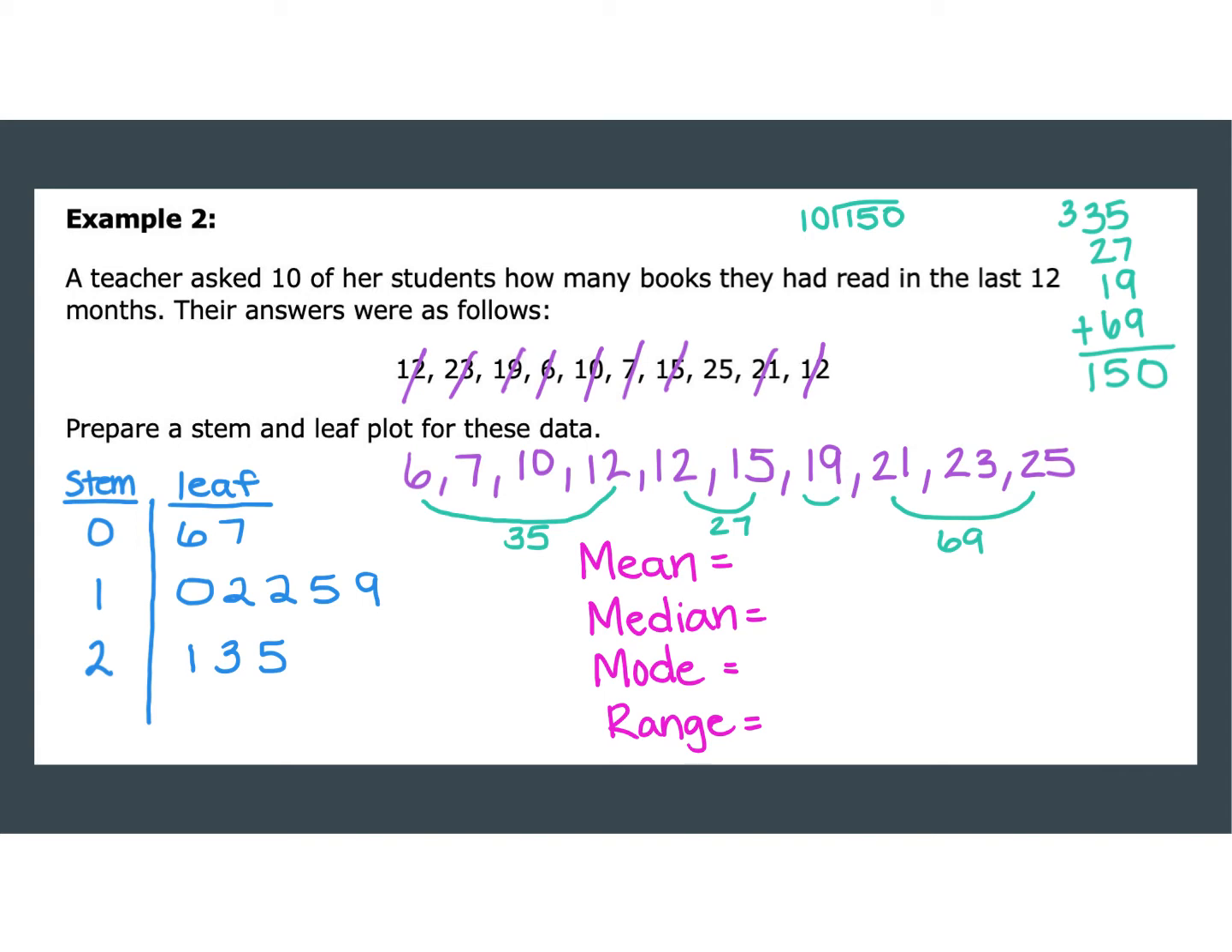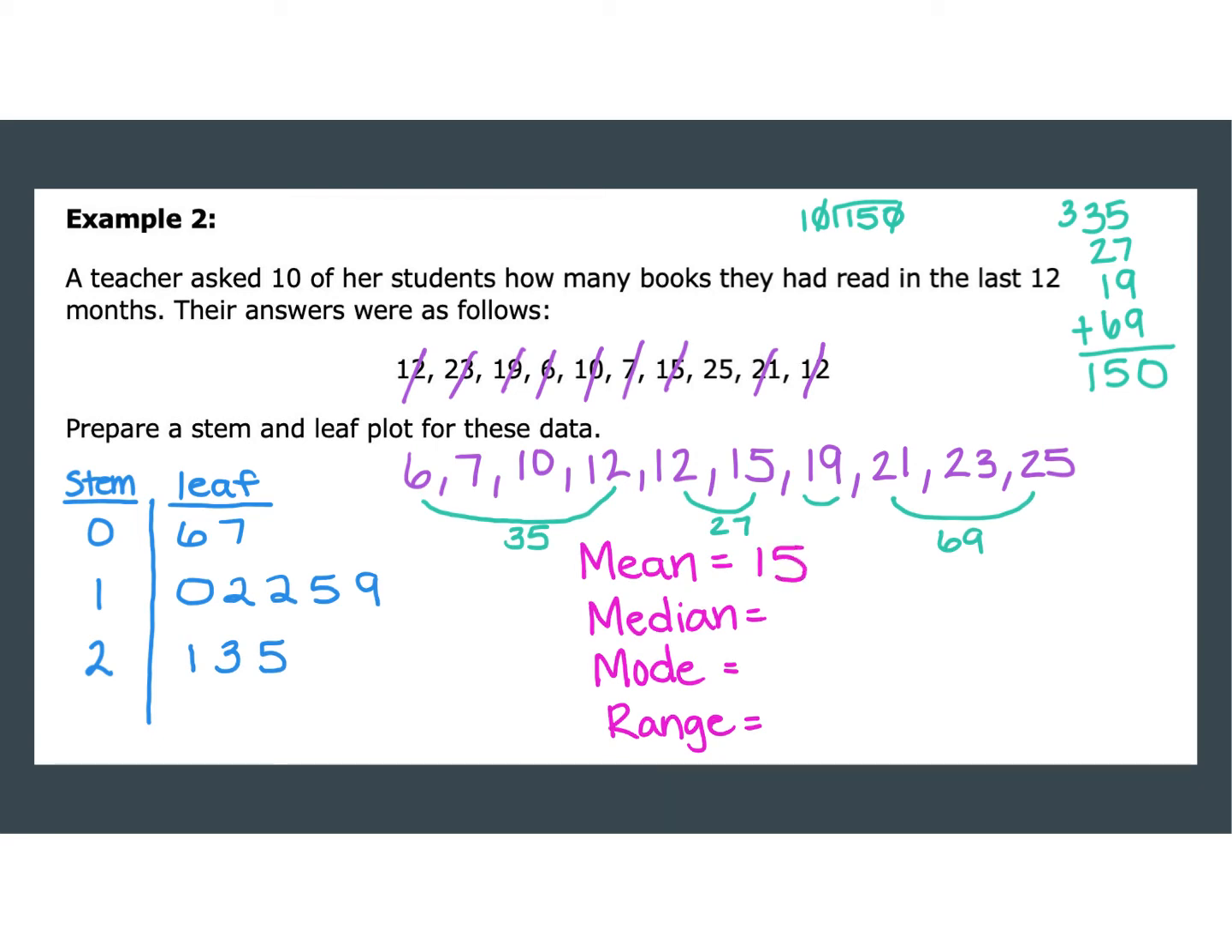Since both of my numbers end in 0, I can cross off a 0 from 10 and a 0 from 150, and 1 can go into 15 times. So our mean for this stem and leaf graph would be 15.